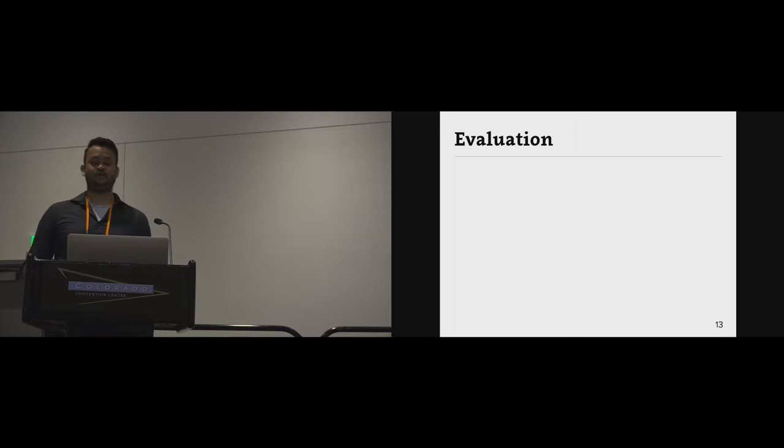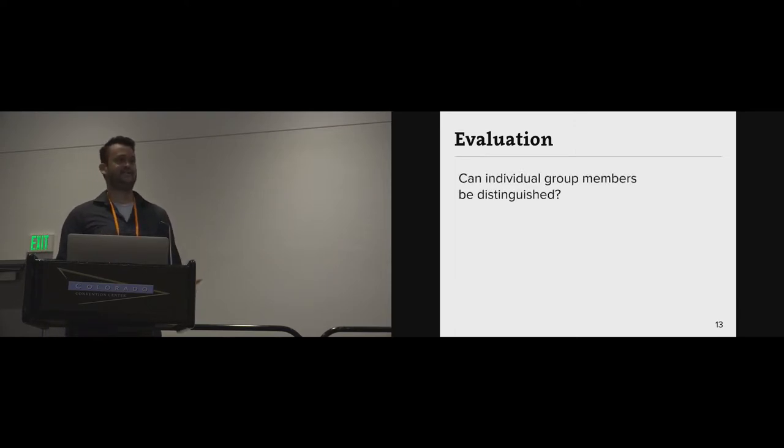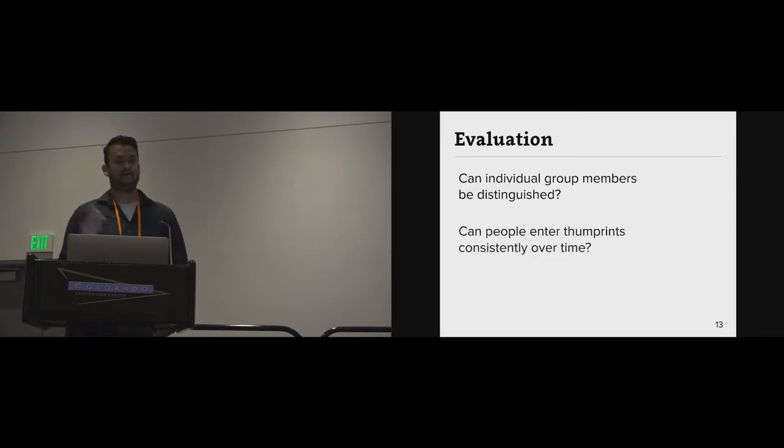But to evaluate if it was effective, I wanted to answer three questions. First, can individual group members be distinguished? Remember, that's one of the selling points of Thumbprint: you only need one secret for each individual member to be distinguished. Second, can people enter their thumbprints consistently over time? It's one thing to enter the same secret knock 15 minutes after you last entered it, but can you do it the next day? And third, can casual but motivated adversaries be detected? Thumbprint's not really designed for perfect security, but it is designed to be an authentication system, so it'd be nice if people couldn't enter random knocks and gain access.